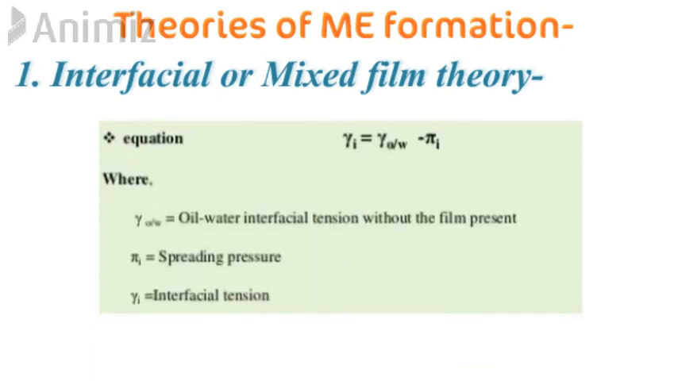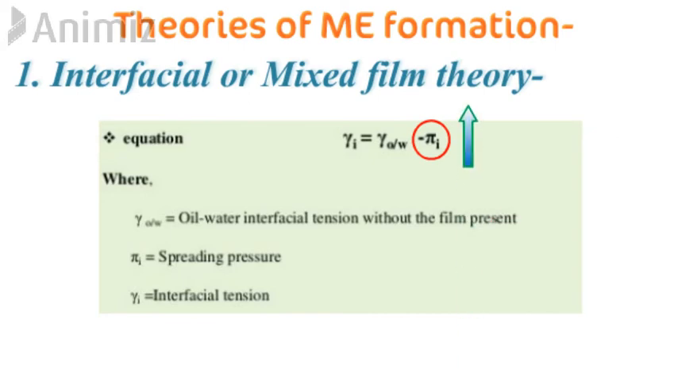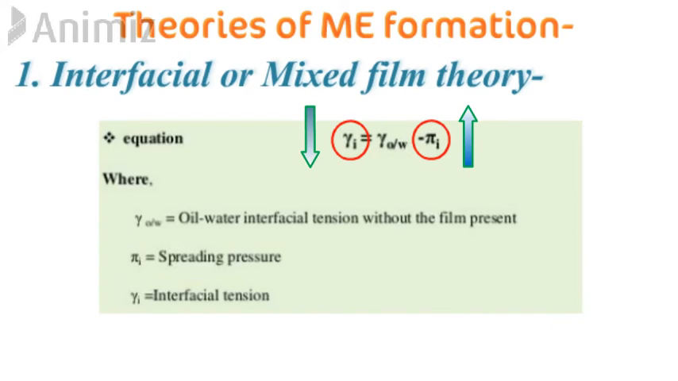This is the equation which tells that the interfacial tension, which is gamma I, is equal to the interfacial tension of oil and water without the surfactant minus the spreading pressure, that is pi I. When the mixture of surfactant and co-surfactant is added to the oil and water mixture, minus pi I value increases, as a result of which the interfacial tension decreases and the microemulsion is formed spontaneously.